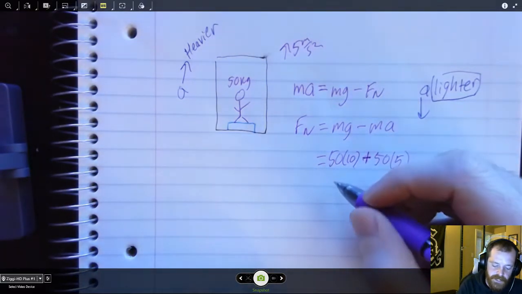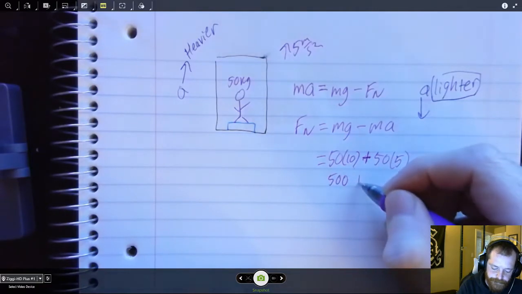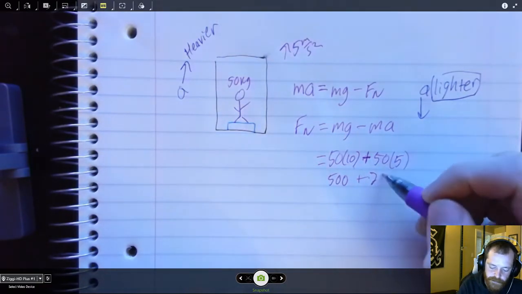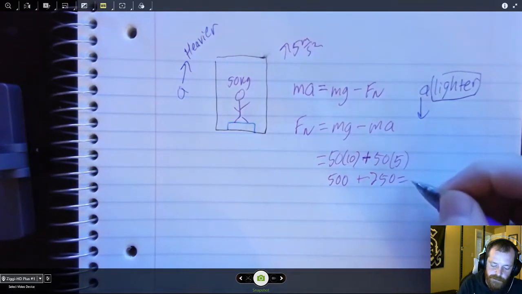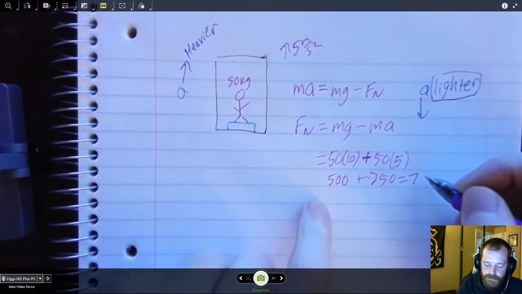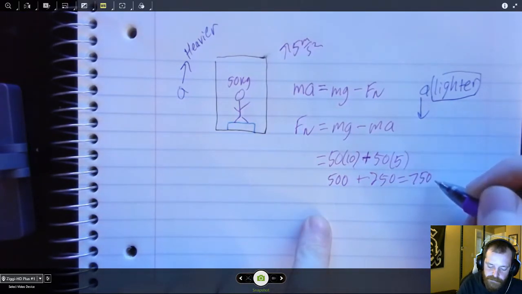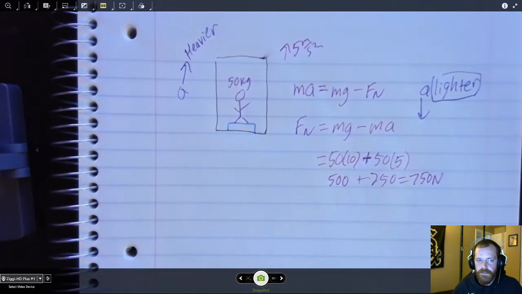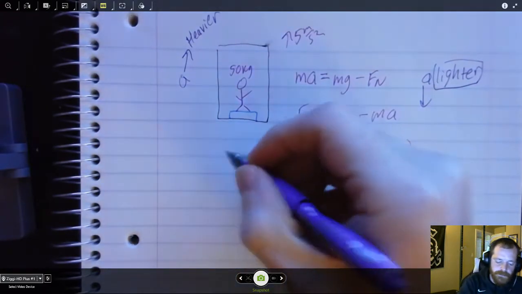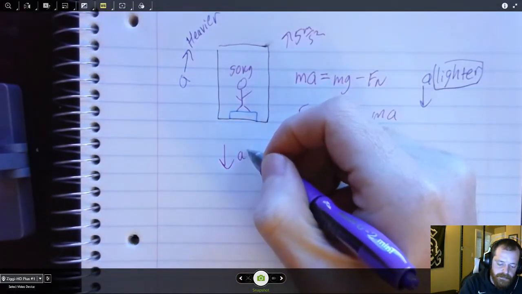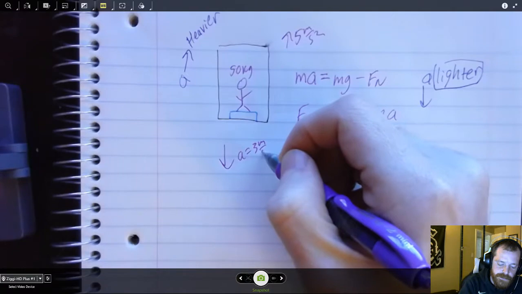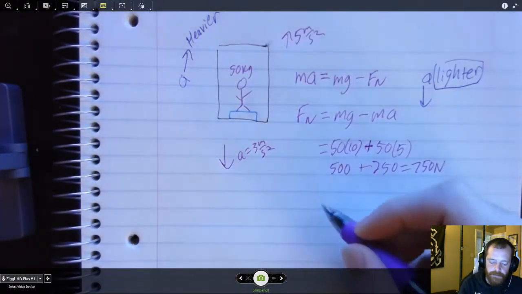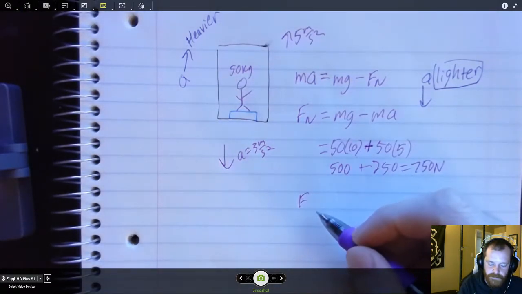So 50 times 10 is 500. 50 times 5 is 250. So the person would feel, instead of being 500 newtons, they would feel like they're 750 newtons. Now, if the elevator is accelerating downwards, let's say at 3 meters per second squared, we can do the same thing, but this time we're going to subtract ma instead of add ma.